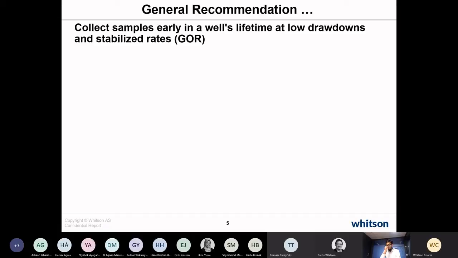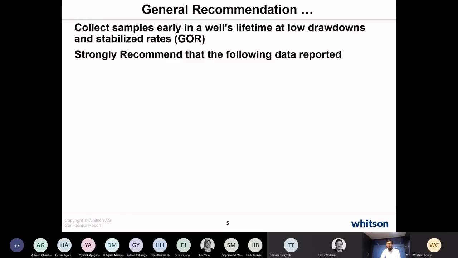So the general recommendation regarding sampling is to try to collect samples early in a well's lifetime, at low drawdowns and stabilized GOR rate, so that the samples you collect are more in situ representative. Then you can use them, for example, to define the in situ fluid compositions in your reservoir and get the right amount of hydrocarbons in place volumes.